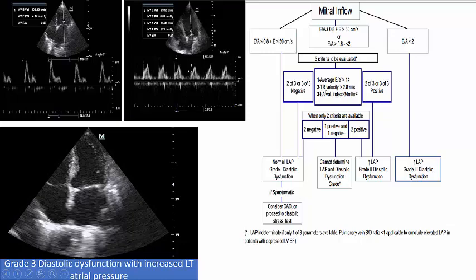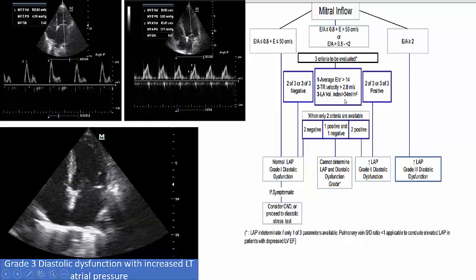You need to assess the tricuspid regurgitation velocity, the maximum velocity. If it's more than 2.8 meters per second, that's another positive point. You need to assess the left atrial volume index. If it's more than 34 milliliters per meter squared, it's another positive point.